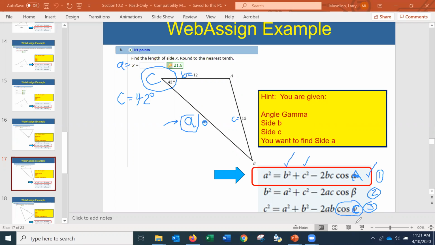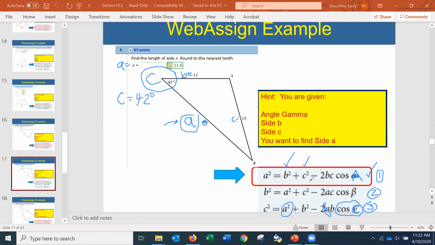Yep, and the reason I can't use Formula 3 is that for Formula 3, I would have to figure out side A. But if I did that, I would end up with a messy quadratic equation. So Formula 3 is not really well suited to what we want to do. We really want to use Formula 1 here.